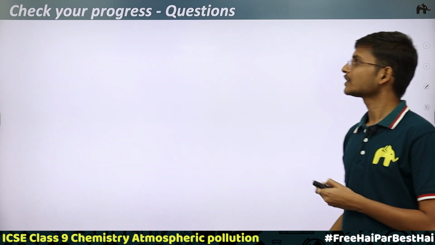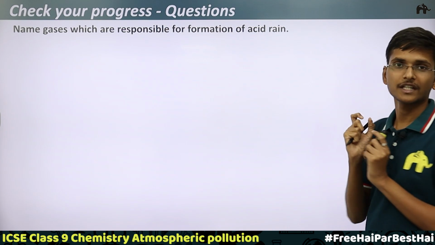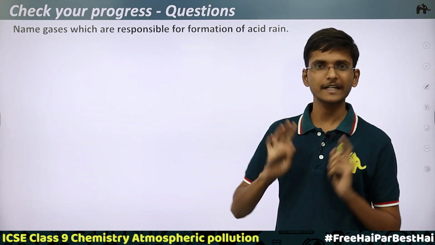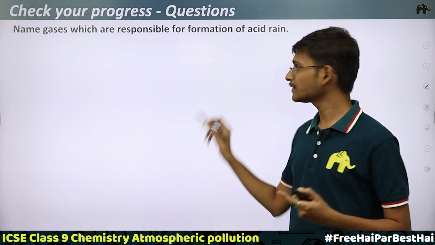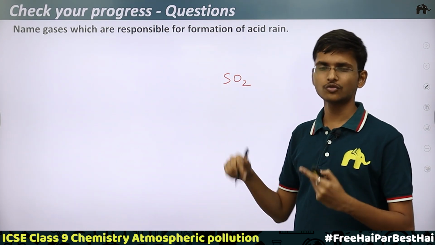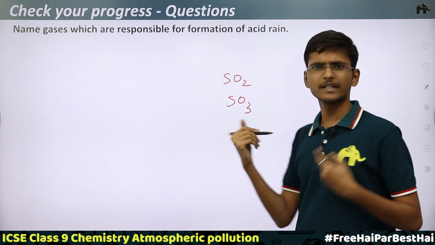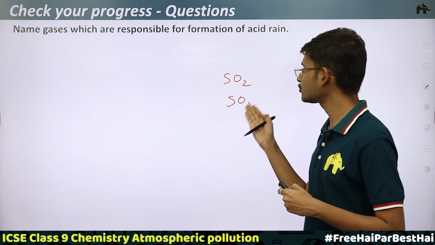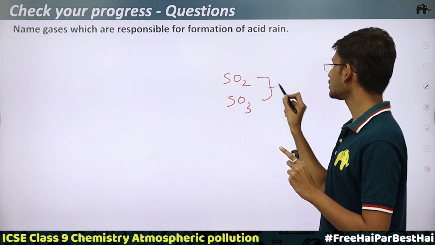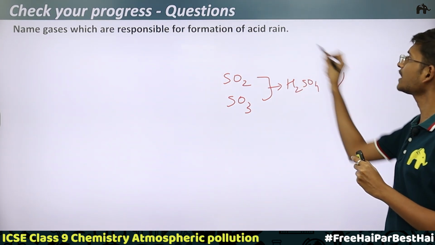Correct? Apart from this, name the gases which are responsible for the formation of acid rain. Oxides of sulfur and oxides of nitrogen. Which oxides of sulfur? Sulfur dioxide reacts with rainwater, but it needs oxygen also, to form sulfuric acid. Apart from this, sulfur trioxide simply reacts with rainwater and forms sulfuric acid. So these two oxides of sulfur are responsible for acid rain because they result in the formation of sulfuric acid, which mixes with the rainwater.